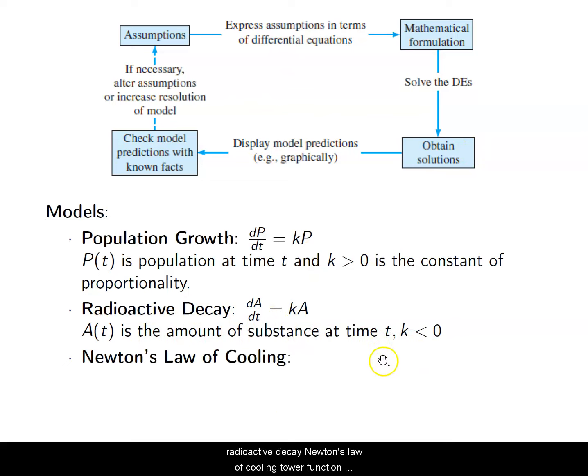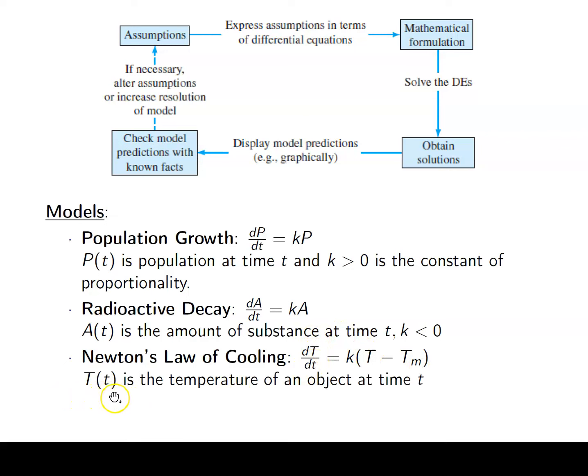Newton's law of cooling. Our function for this is dT over dt equals K times (T minus Tm). Here, T of t is my temperature at time t. If I'm putting an object in the oven, the temperature of that object is T, and as time goes on, the temperature increases. Now, if I'm talking about cooling, if I take something out of the oven, it's at a higher temperature, and then as time goes on, it cools down towards the ambient temperature, Tm.